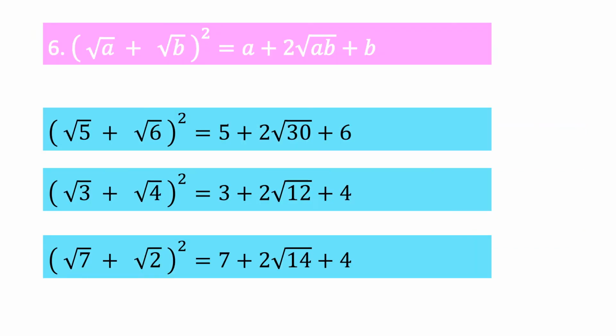Now the next formula is this: root a plus root b the whole square is equal to a plus 2 root ab plus b, right? So if you have root 5 plus root 6 the whole square, you can simply solve this as 5 plus 2 root 5 into 6. 5 into 6 is 30, right? 30 plus 6. Next one, root 3 plus root 4 the whole square is 3 plus 4 plus 2 into root 3 into 4, right? 3 into 4 is 12. So 2 into root 12, right?